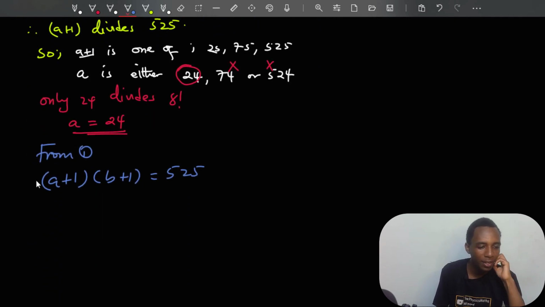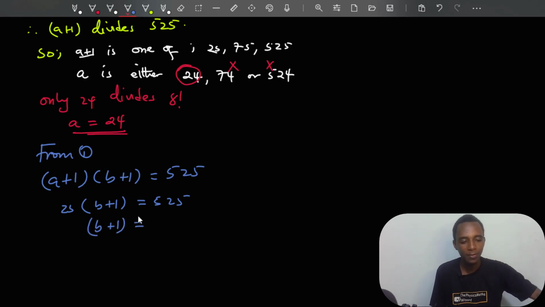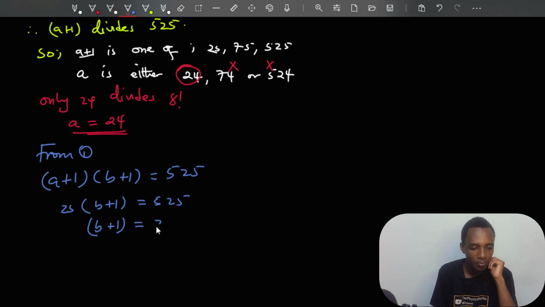Okay, same thing here. Now we know what A is. It's 24. So this is 25 into B plus 1 equals 525. That means B plus 1 equals, what's 525 divided by 25? Let's check that. It's 21. And B is going to be 20. Okay, so the value of B is also calculated from there.